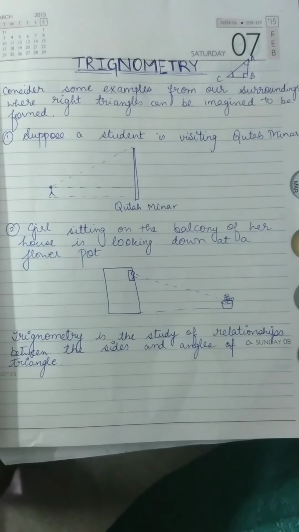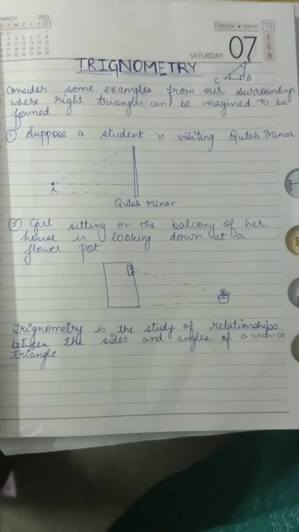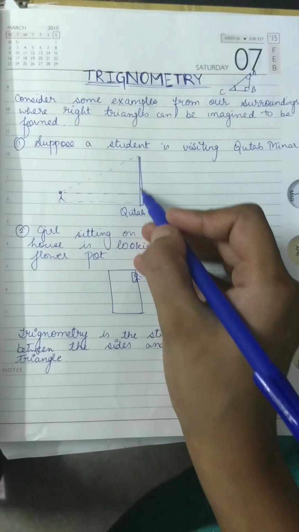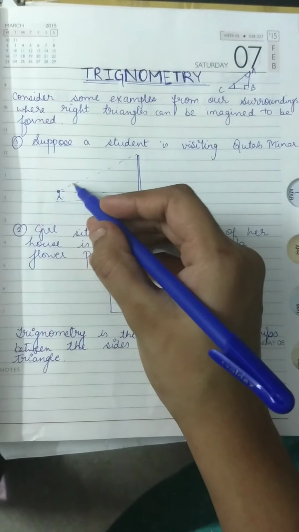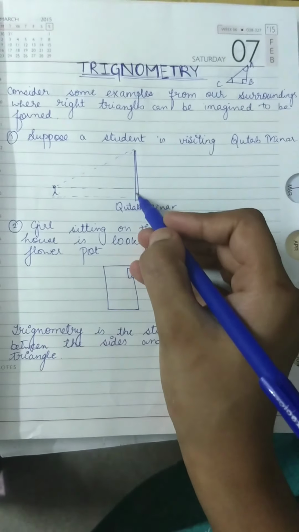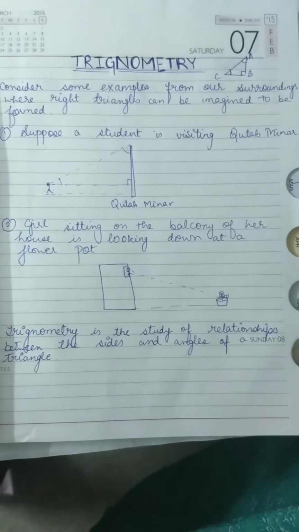So there are some examples from our surroundings where right angles can be imagined to be formed. See, a student is standing here and is visiting Qutub Minar. He is watching the top of the Qutub Minar. So the right angle is formed. This is 90 degrees and these two angles formed are acute angles.